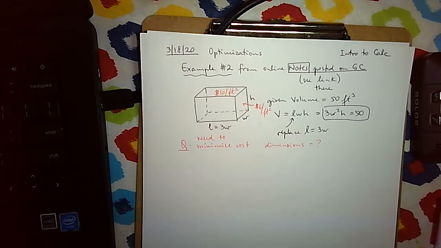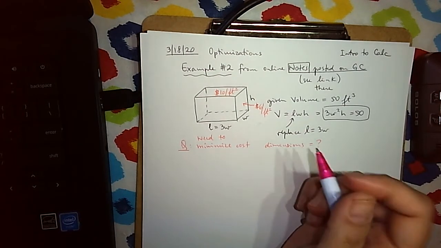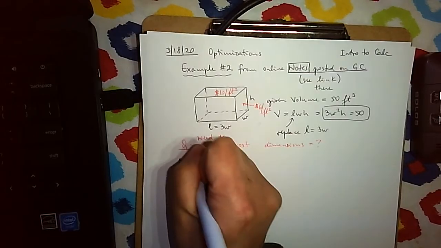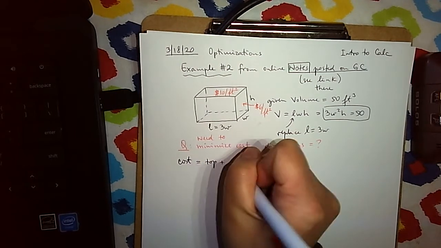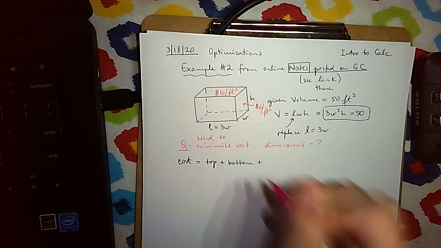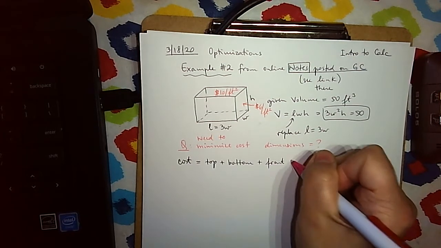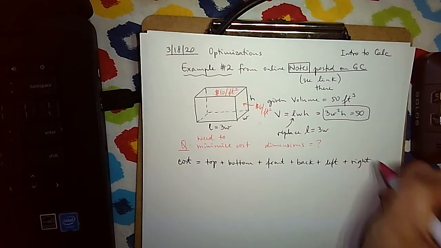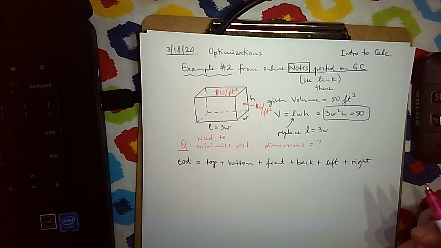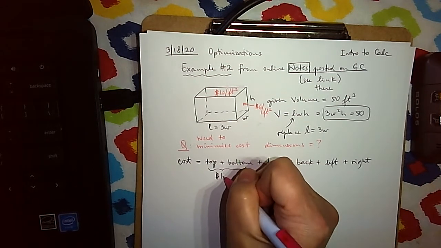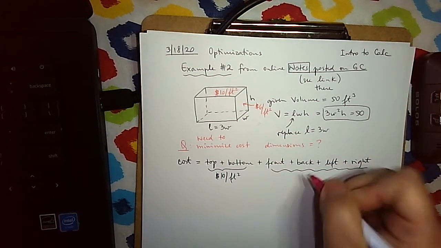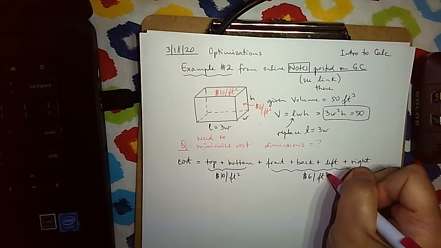Okay. So we are trying to find the cost function, which will be really related to the surface area that we cover. For the cost, we are going to have top, bottom, front and back, the left side, and the right side of this box. Each of them is going to have a different cost amount. This one is $10 per square foot for top and bottom. The rest of them, each of these, are going to be $6 per square foot.